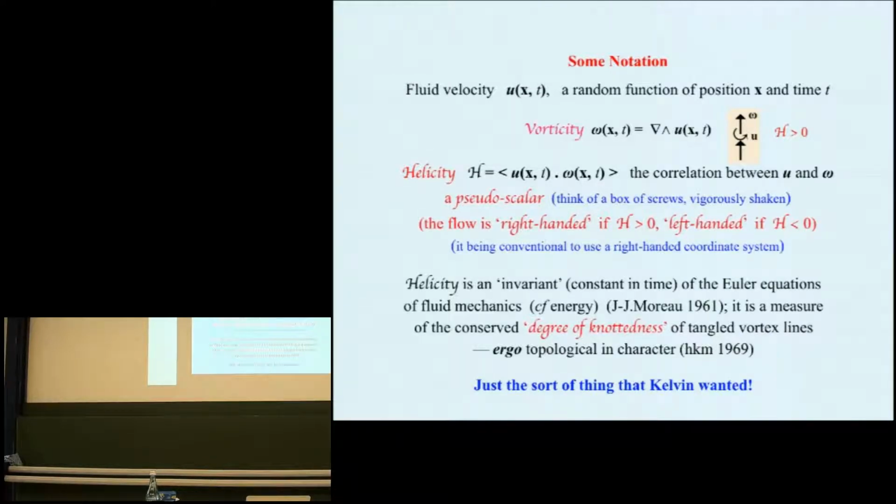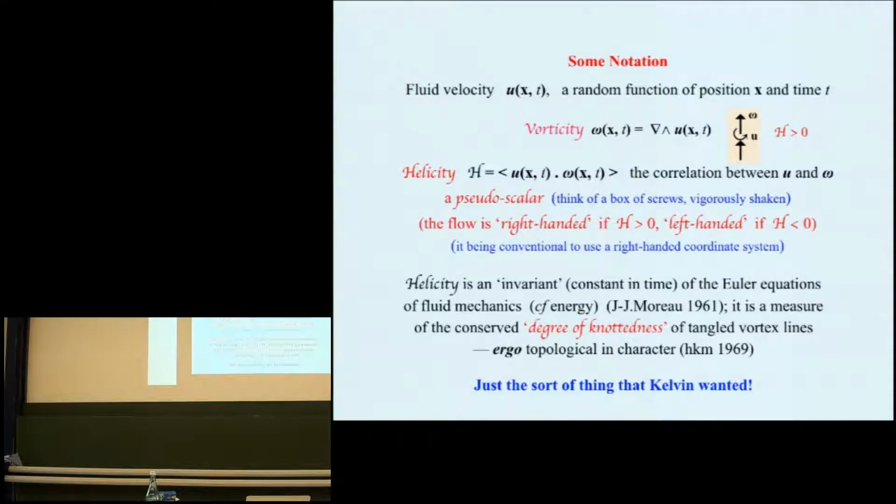It's conventional to use a right-handed coordinate system. So helicity right-handed in a right-handed coordinate system. The thing is here, u, velocity, is a pure vector, whereas the curl of velocity, vorticity, is a pseudo-vector. The scalar product of the two is a pseudo-scalar. It's an invariant, constant in time, of the Euler equations of fluid mechanics. I will prove that for you because it's fundamental. In that sense, you can compare it to energy as an invariant of the Euler equations, known since Euler himself.